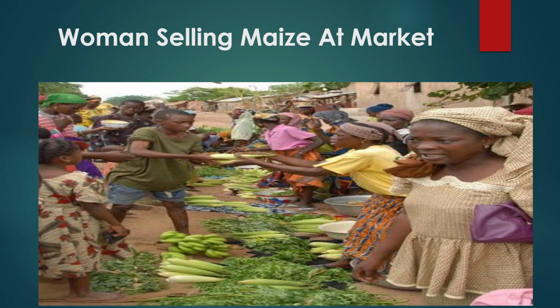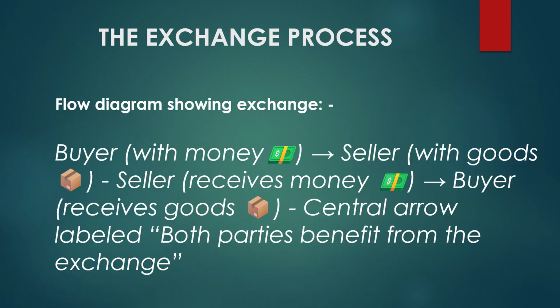The buyer wouldn't buy if they didn't think the good was worth the price. The seller wouldn't sell if they didn't think the price covered their costs and gave them a profit. So look at this exchange process, the flow chart over there. You see the buyer with money giving it to the seller who has the goods. And the seller in turn receives the money and the buyer receives the goods in exchange. Both parties benefit from the exchange.